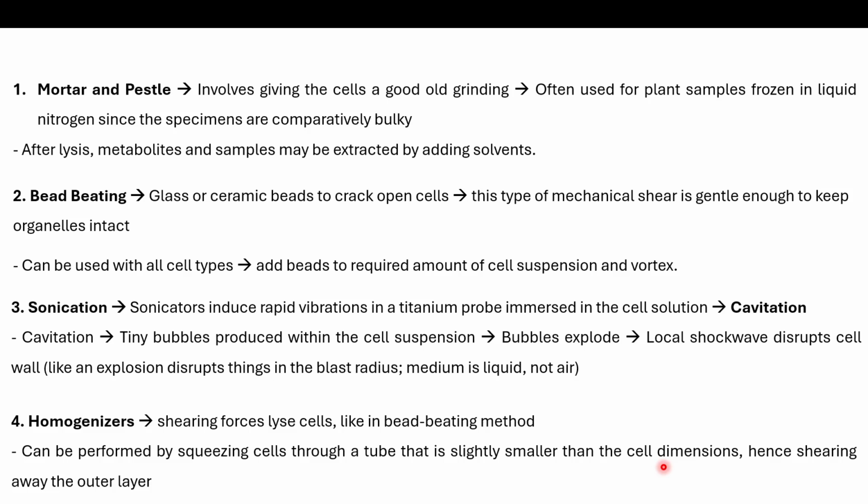ideally if we are talking here about a bacterial cell, suppose, then the protoplasm, which is the cytoplasm and plasma membrane devoid of the cell wall, can pass through. We put pressure, and then only the cell wall can remain outside, whereas the other stuff can pass through that apparatus. So this is what is written here: we can shear away the outer layer by using homogenizers.